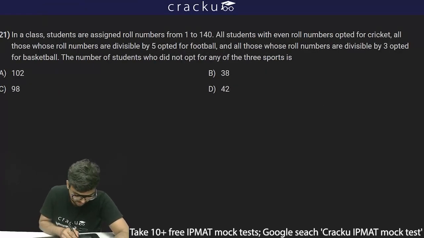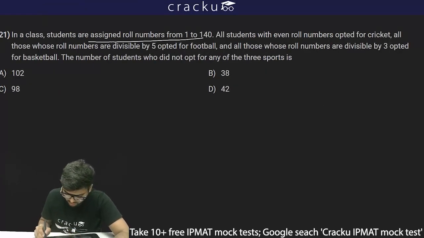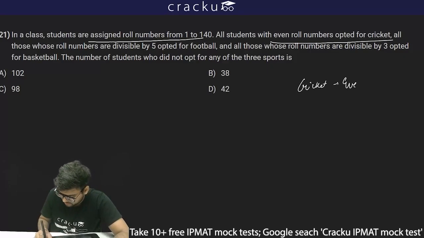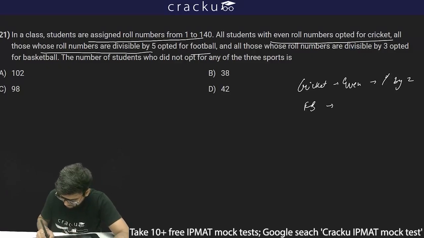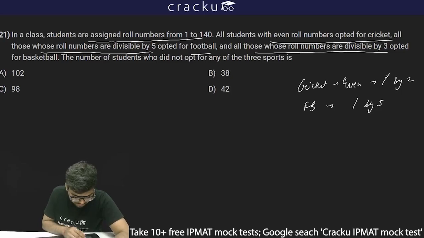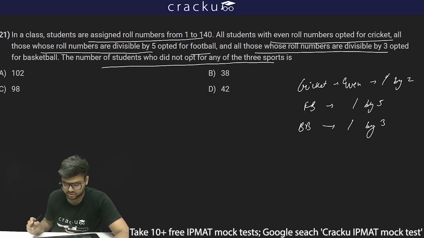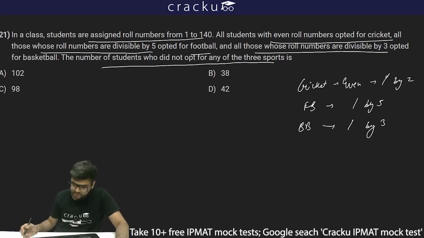Next question is given. In a class, students are assigned roll numbers from 1 to 140. All students with even roll numbers opted for cricket. So for cricket, it is everyone with an even roll number, something which is divisible by 2. All those whose roll numbers are divisible by 5 opted for football. So for football, it is divisible by 5. And all those whose roll numbers are divisible by 3 opted for basketball. So for basketball, it is divisible by 3. We have to find out the number of students who did not opt for any of the 3 sports.